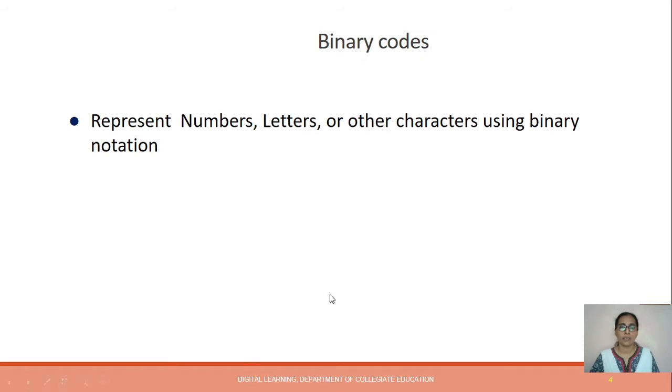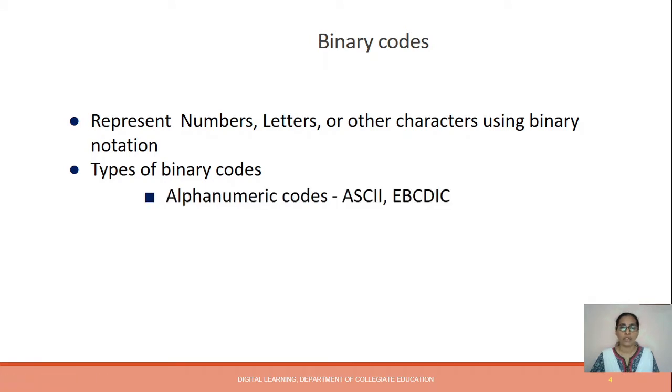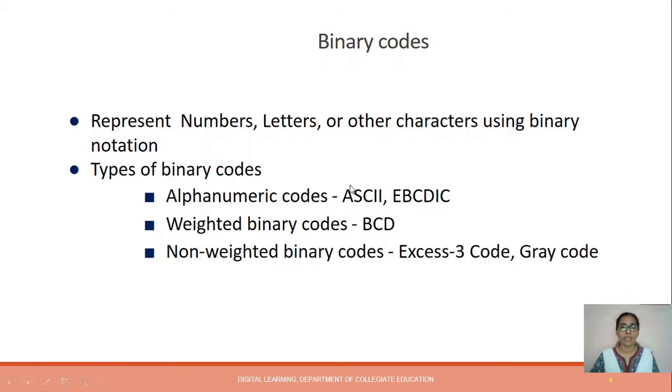Binary code means it represents numbers, letters or other characters using a binary notation which uses only zeros and ones. There are different types of binary codes. Of those, alphanumeric codes, examples ASCII and EBCDIC, weighted binary codes, example BCD, and non-weighted binary codes, XS3 code and Gray code. So these are the three different types of binary codes which represent the characters or letters or numbers using binary notation.